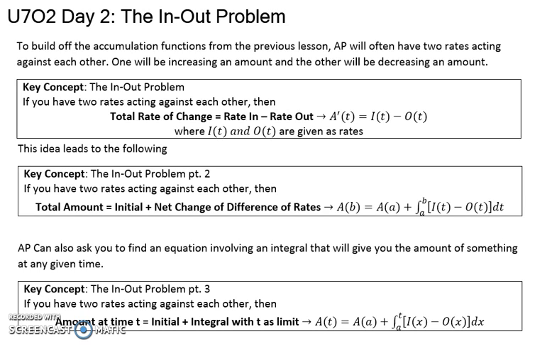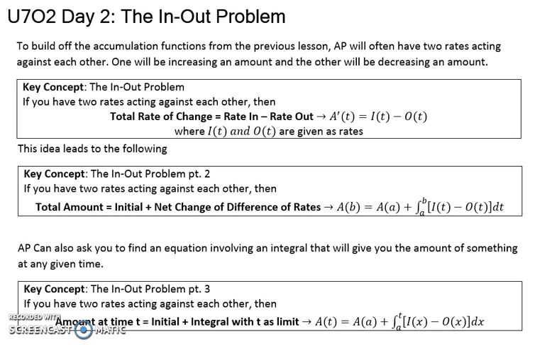So the total rate of change for the amount of stuff, A prime, is just going to be the rate of change going in minus the rate of change coming out. So I minus O. Remember, I and O are rates, so we don't have to say I prime. I is already a rate. So A prime equals I minus O.